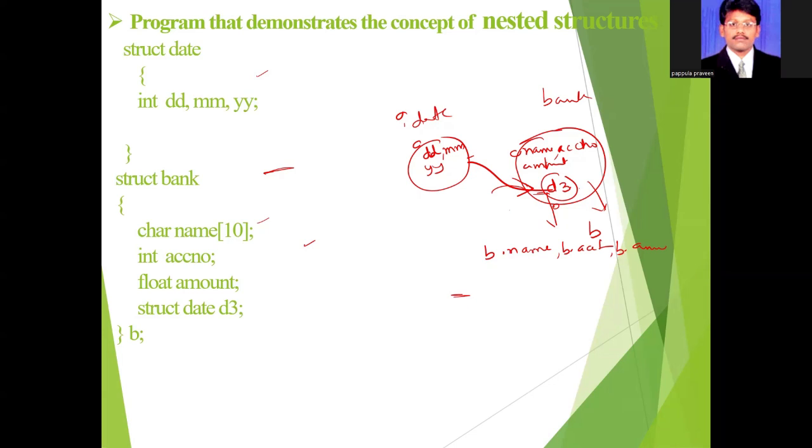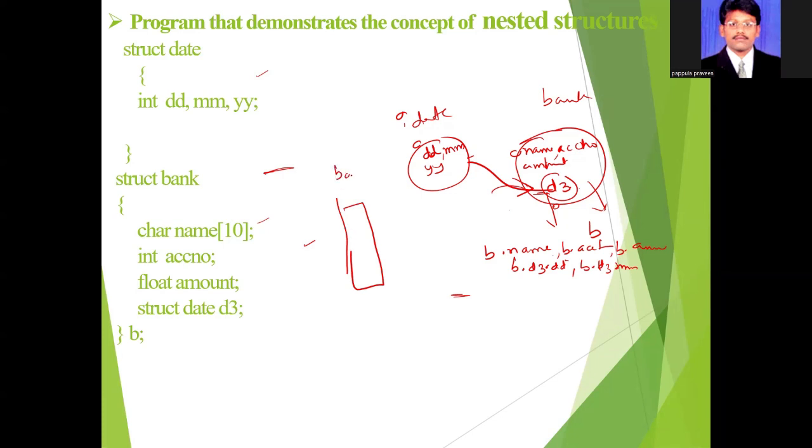Now, D3 is a member in the bank. So how can you access D3? B dot D3, observe here, B dot D3. Why? D3 is a member in the bank. That is the nested structure. Now, if you want to access the date members, only through B dot D3 dot DD, B dot D3 dot MM.